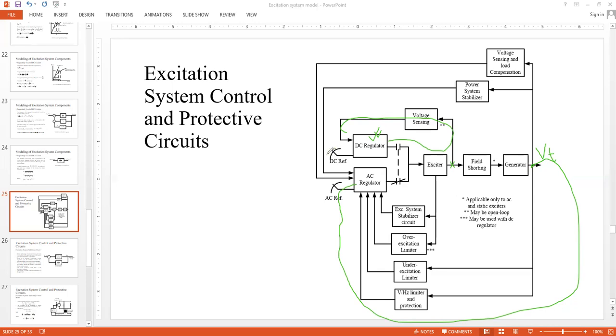And these are the references. You can change the reference points if needed. Based on these reference values, the DC regulator or the AC regulator will work. It will calculate the error, and the error would be fed to its internal control circuitry, and accordingly the signal would be fed to the excitation field circuit. So this is actually your VR. We talked about VR. Remember, this is the VR. The VR would be obtained from the output terminal of the DC regulator or the AC regulator, whichever is working.